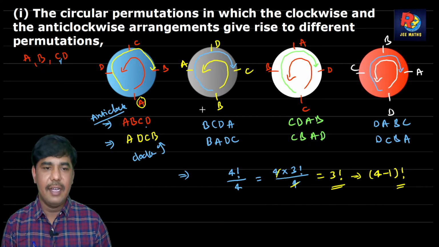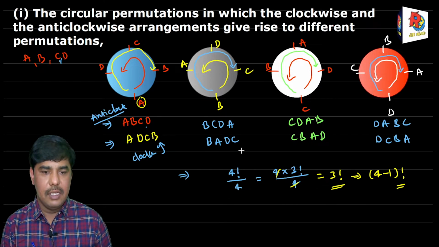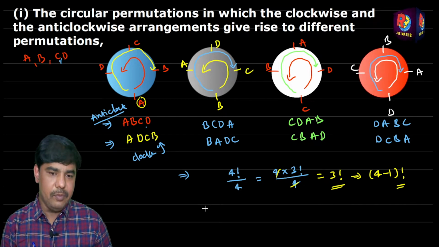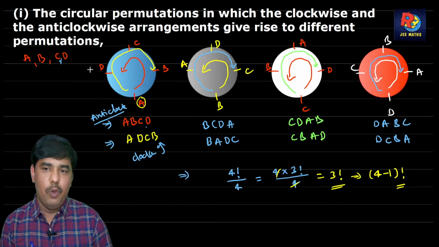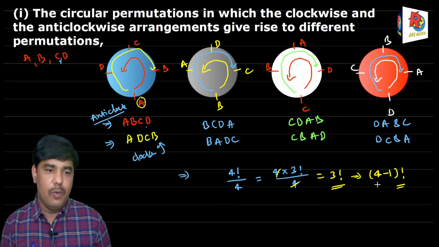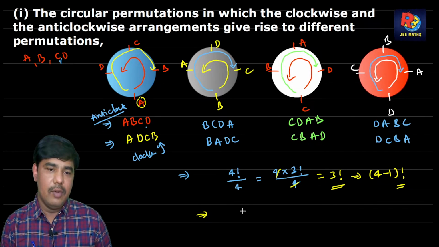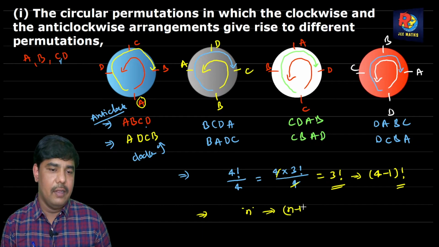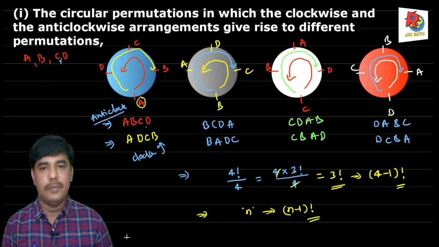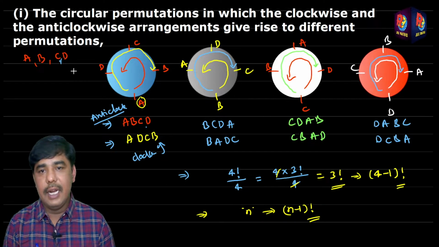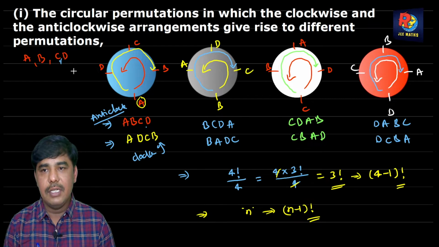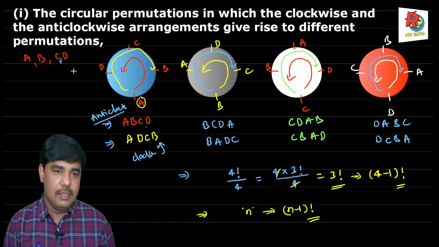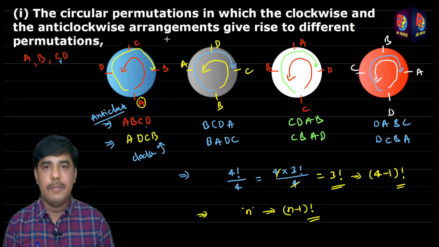That is the basic concept. So now, if 4 persons are arranged at a round table, it is 4 minus 1 factorial. If n persons are arranged at a round table, then it will be n minus 1 factorial. You need to observe that. If clockwise and anti-clockwise directions are different, then the permutation will be like this.